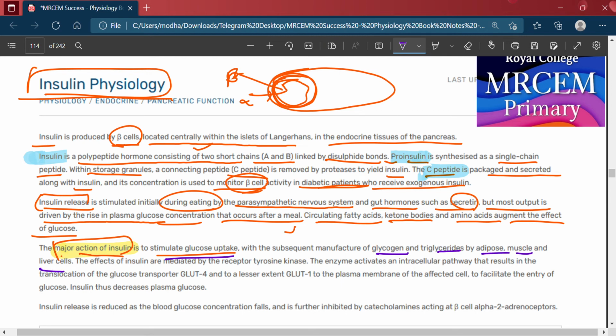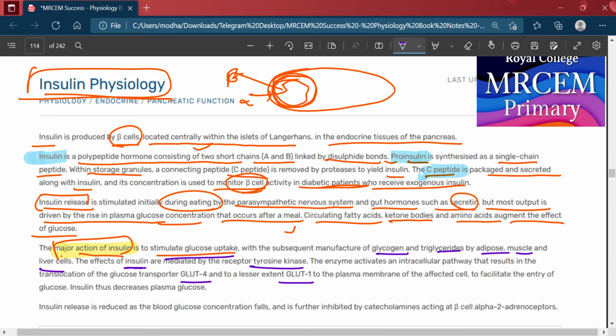The effect of insulin is mediated by the receptor tyrosine kinase. The enzyme activates an intracellular pathway that results in the translocation of glucose transporter GLUT4 and, to a lesser extent, GLUT1.